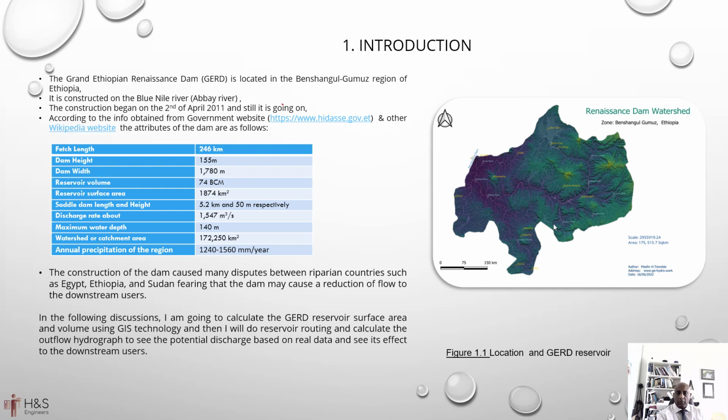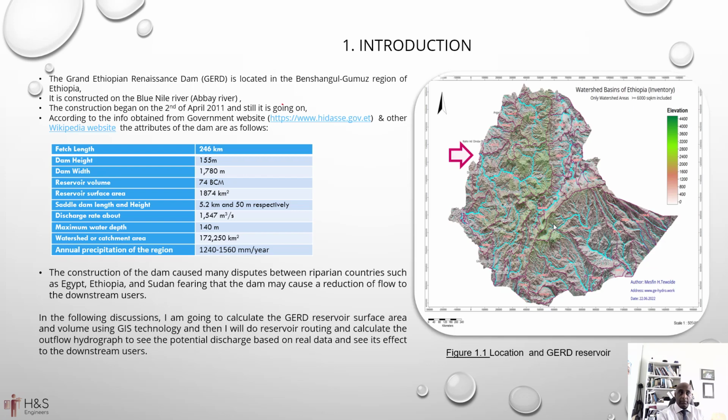Annual precipitation of the region is 1,240 up to 1,560, maybe sometimes it goes up to 2,000 also, annually. The region has abundant rain as compared to the other parts of Ethiopia.